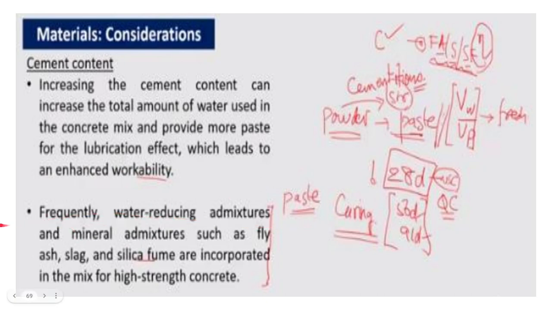Frequently, water reducing admixtures and mineral admixtures such as fly ash, slag and silica fume are incorporated in the mix for high strength concrete. So mainly water reducing admixtures and mineral admixtures, which are mainly fly ash, slag, silica fume, they are incorporated in the high strength concrete mixes.